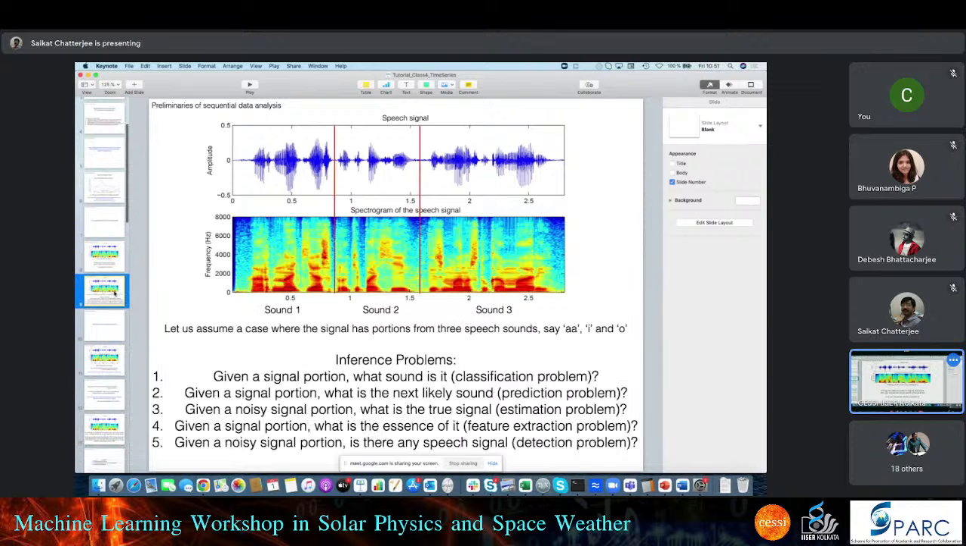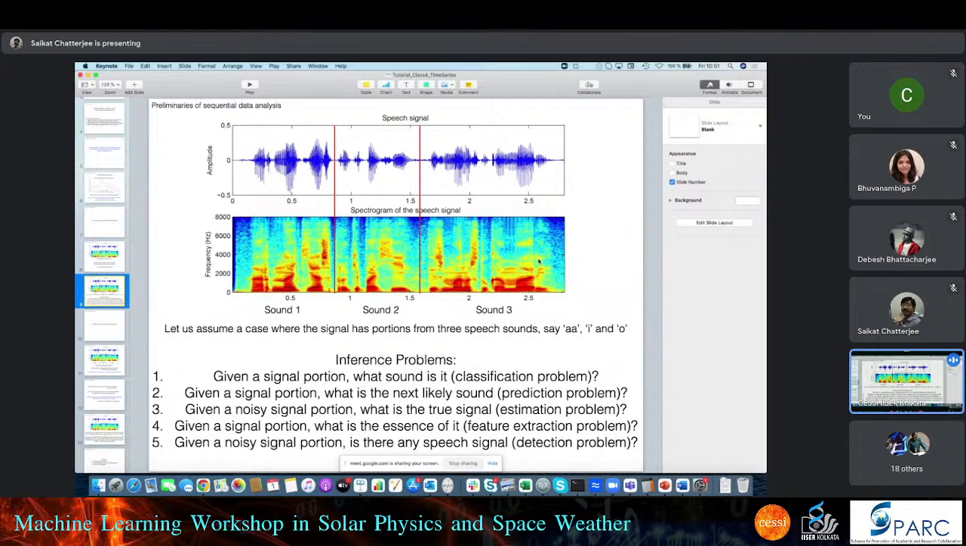Okay. Now I have this one with me. What kind of problems can I think of? Let's say this was sound 1, this was sound 2, and this is sound 3. Let us assume a case where the signal has portions from 3 speech sounds. Say this portion is A, this portion is E, and this portion is O. So these are the 3 distinct events: A, E, O.